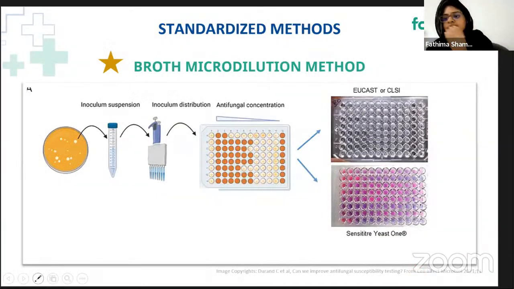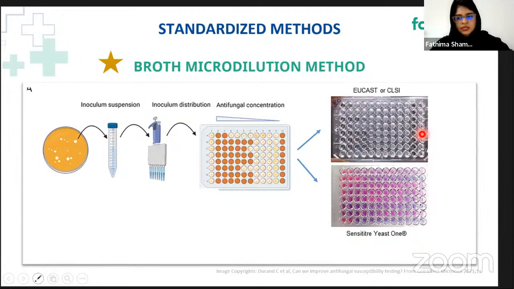Now we are going to see different standardized methods. First, we have the broth microdilution method. This is the most accurate method of antifungal susceptibility testing and the gold standard for clinical laboratories. In the picture you can see a 96 well plate. In the broth microdilution method, smaller volumes in 96 well plates are used where multiple tests can be conducted. Initially an inoculum suspension, which contains fungal species, is added to these diluted antifungal concentrations, and then it is incubated for 24 hours at 35 degrees Celsius, and at the end the MIC is measured.